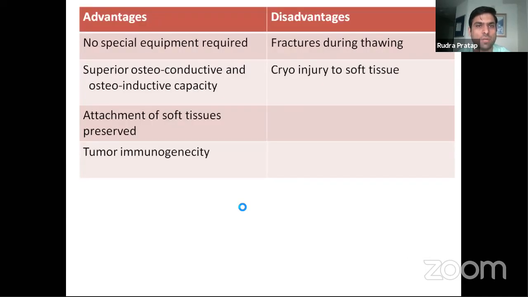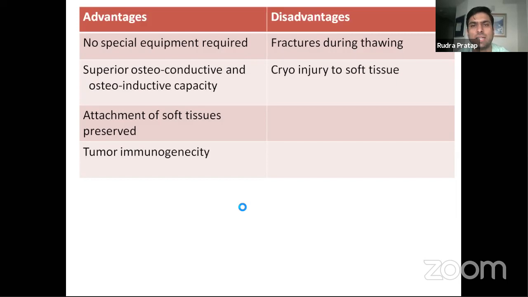The advantage of liquid nitrogen or other modalities is that no special equipment is required for this procedure. It has a superior osteoconductive and osteoinductive capacity, as the proteins are spared and not denatured. The attachment of the soft tissue, like insertion of the tendons and ligaments, is preserved, which can subsequently be used for reconstruction. It has been reported that the specimen treated with liquid nitrogen has tumor immunogenicity, which initiates an immune response against the tumor cell in the body.